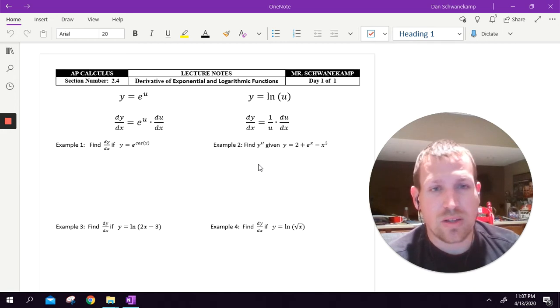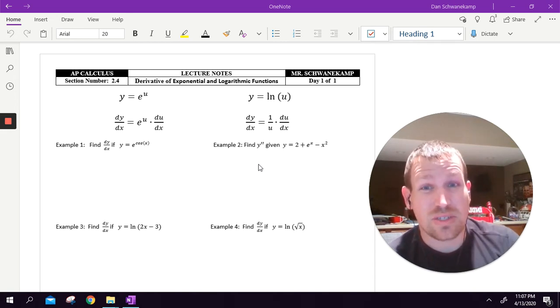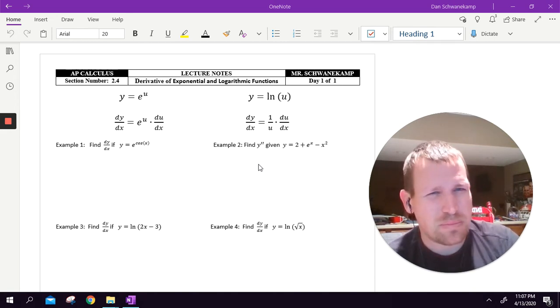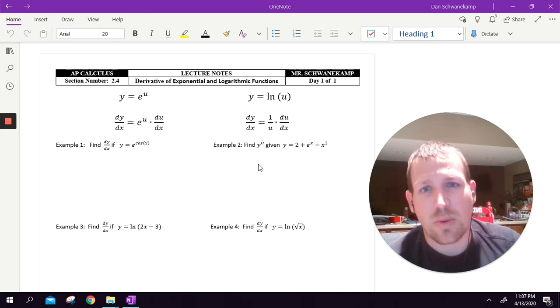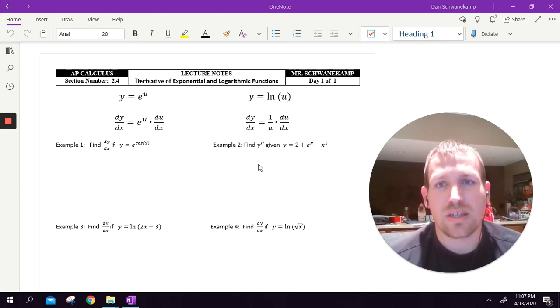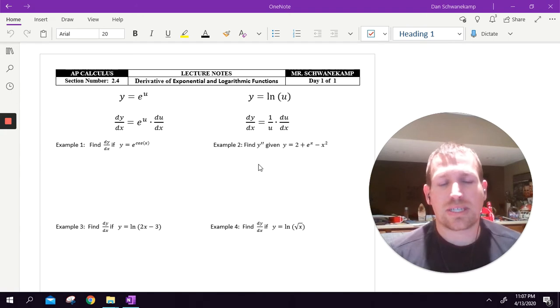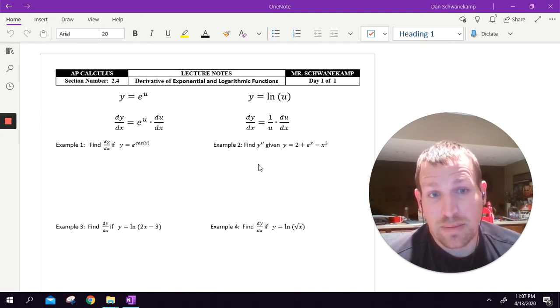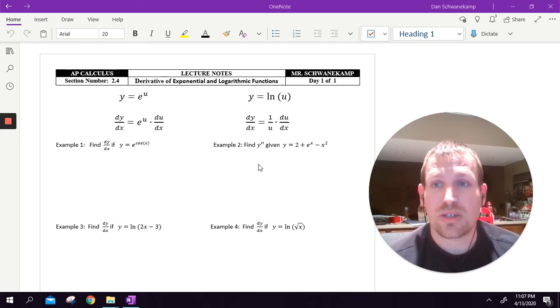For example, if you follow the AP curriculum, they actually do this before chain rule. But it makes more sense after, and you'll see why here pretty quickly. It's very closely related. It's two memorizations, and then once we get to that point, shouldn't be too bad. We'll practice and then review for our test and be good to go. Let's do it.